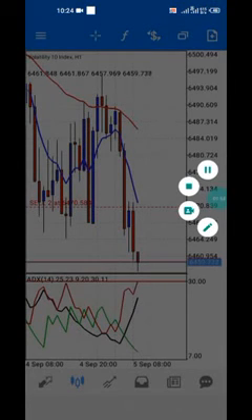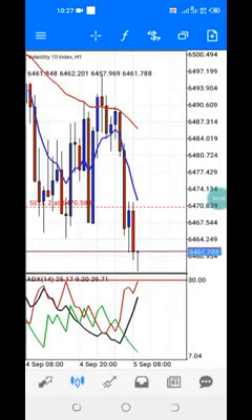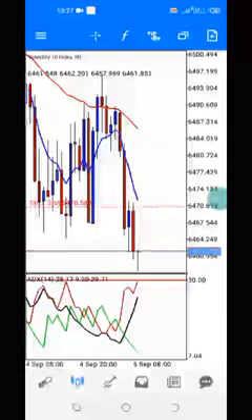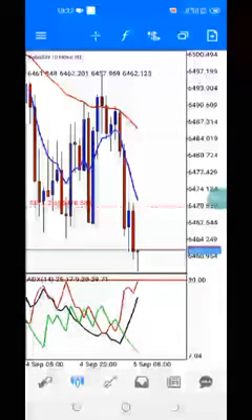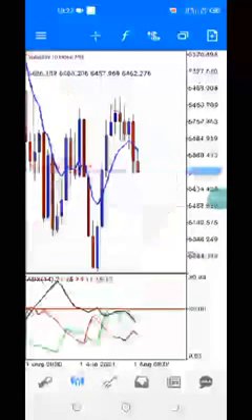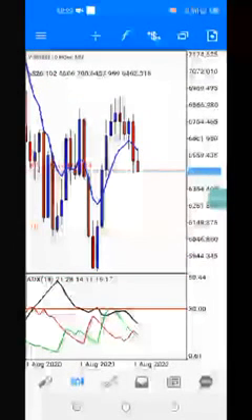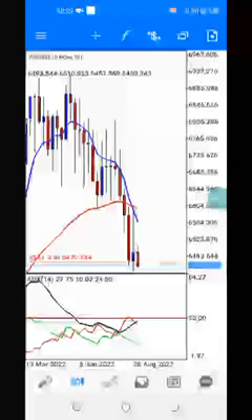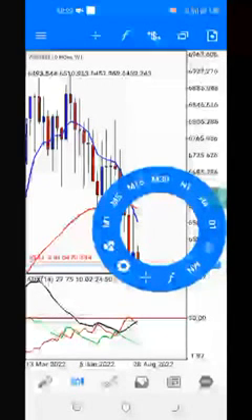So the first thing you do is that top down analysis. Like I said, in most analysis the first thing you do is top down analysis. What is the daily doing? I start from the monthly. I look at the monthly. What is the monthly doing? The monthly is going down. What is the weekly doing? It's going down. You see that the moving average is about to cross.